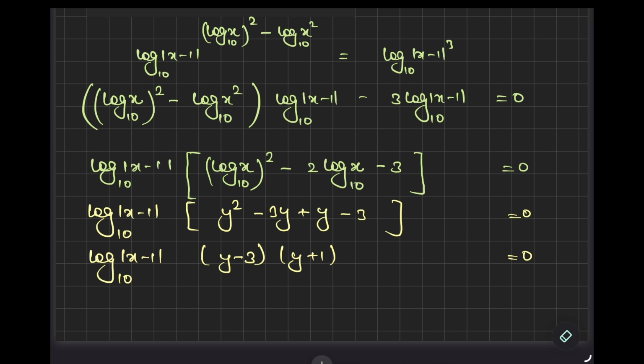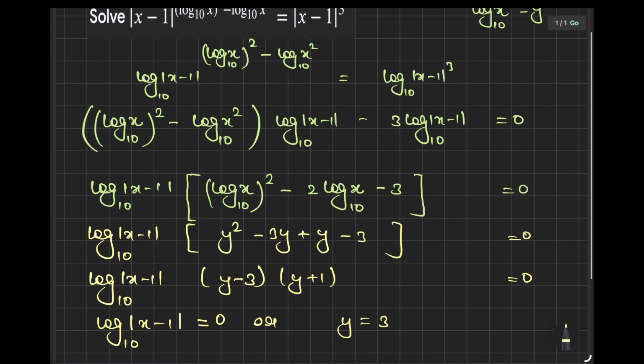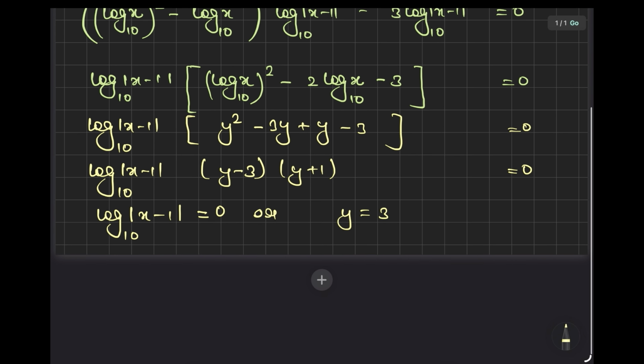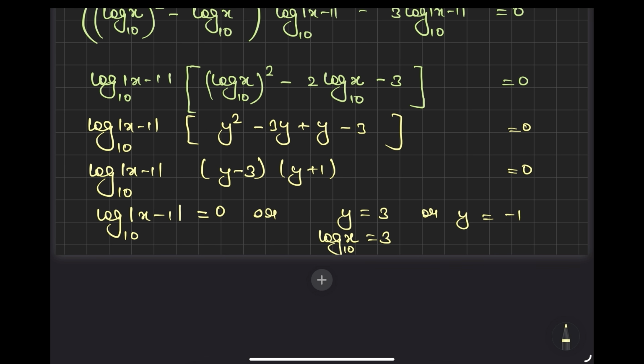So we will keep on trying. Case 1: log |x minus 1| base 10 equals 0, or y equals 3. Who is y? Log x base 10. So log x base 10 equals 3. Or y equals minus 1. Who is y? Log x base 10 equals minus 1.